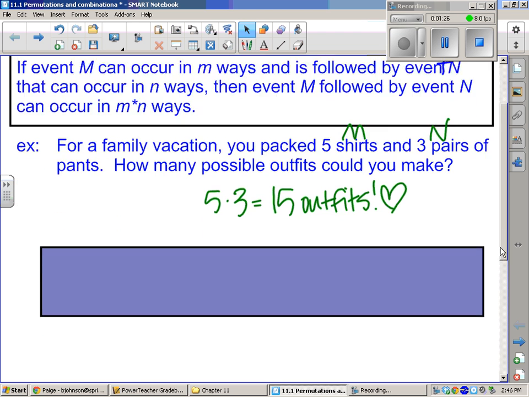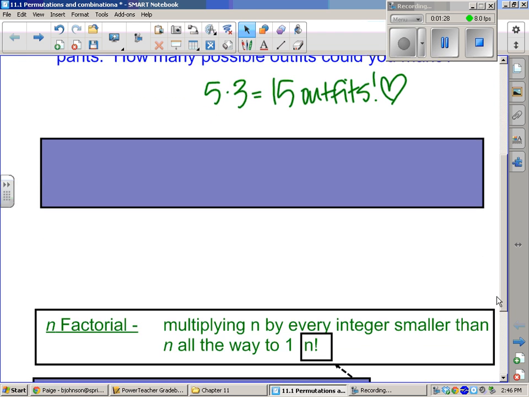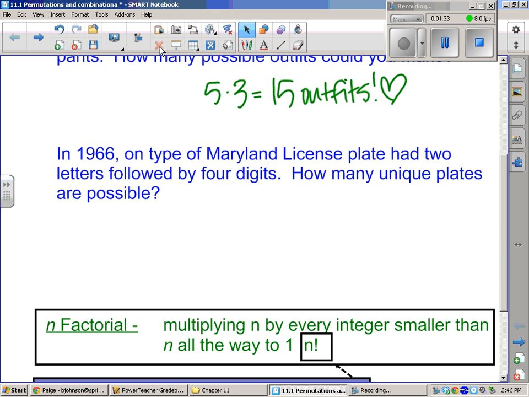That's called the counting principle. Let's try another one. That seems easy. It's very easy. We have a Maryland license plate. It's got 2 letters followed by 4 digits. So it's easy to set up little blanks.